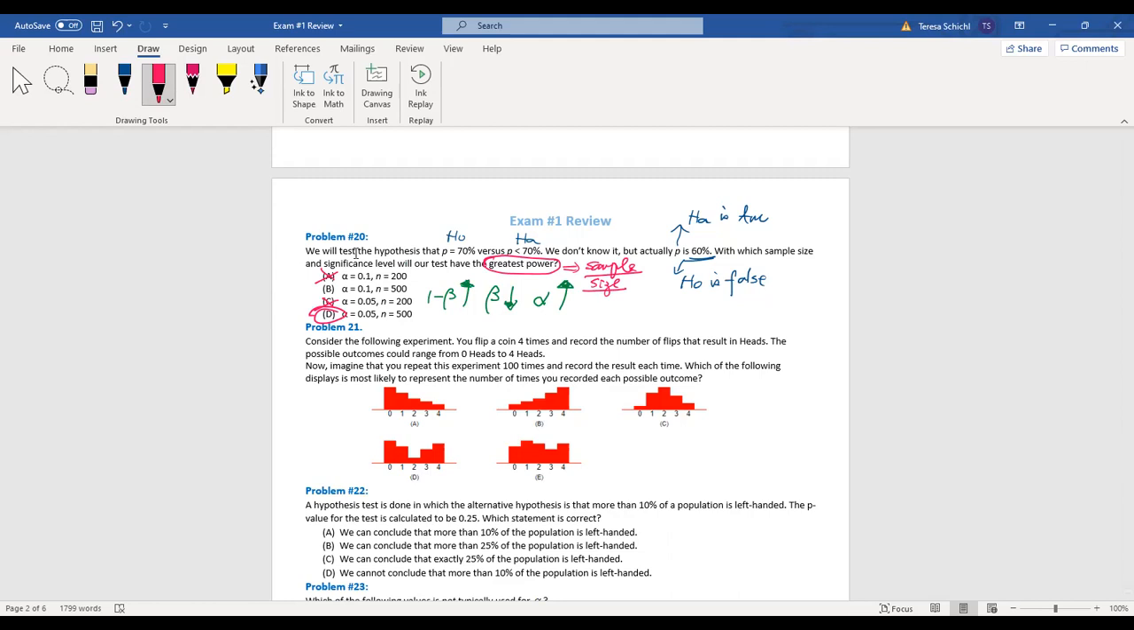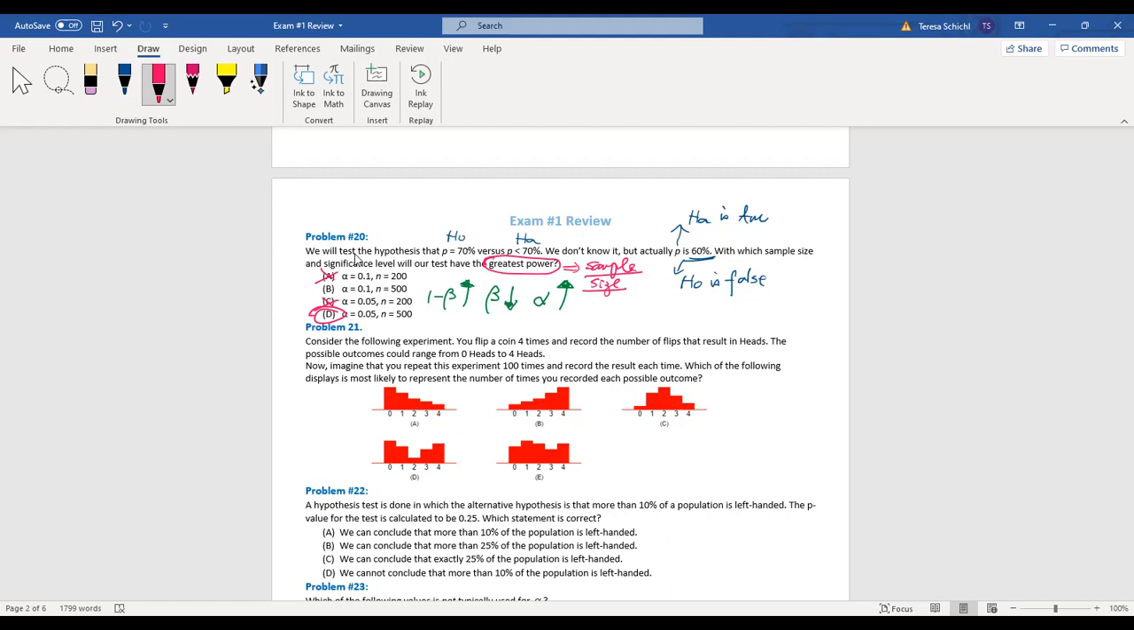Okay, number 21 is here. Consider the following experiment. You flip a coin 4 times and record the number of flips that result in heads. The possible outcomes are from 0 to 4 heads. Now imagine you repeat this experiment 100 times and record the result each time. Which of the following displays most likely represents the number of times for each possible outcome?